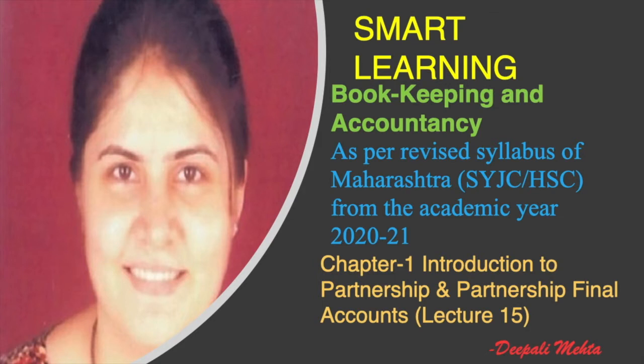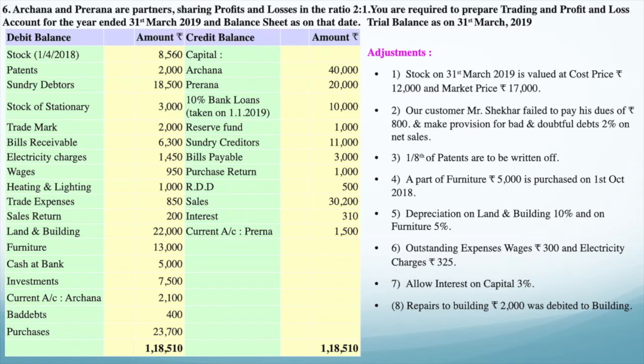So let us see today's question. Archana and Prerna are partners sharing profit and losses in the ratio of 2:1. So the profit sharing ratio is 2:1. You are required to prepare trading and profit and loss account for the year ended 31st March 2019 and the balance sheet as on that date. Trial balance as on 31st March 2019. Okay, pause the video screen and note down the question.